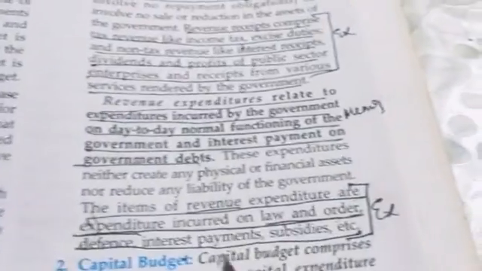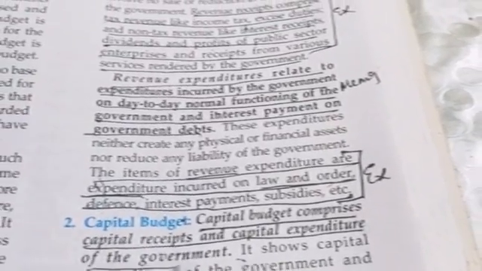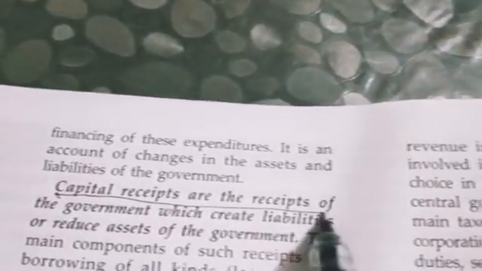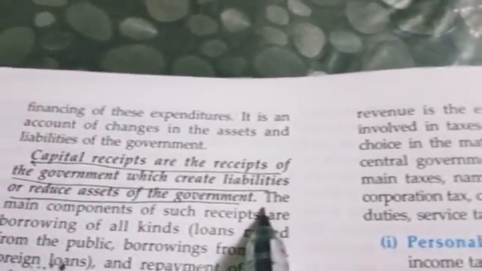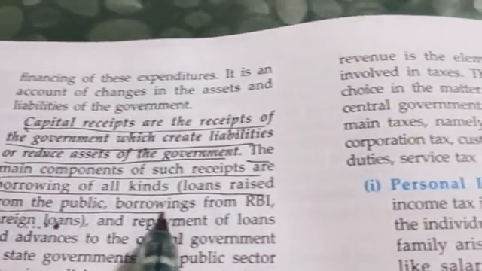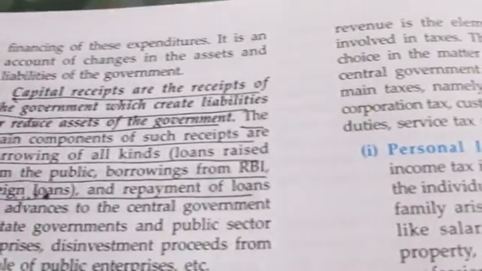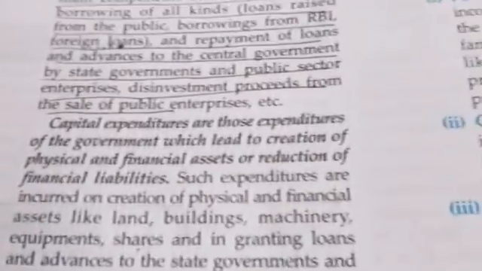Now just see in the book and underline the second component of budget, that is capital budget. What is capital budget? Capital budget comprises capital receipt and capital expenditure of the government. Till here? Okay, this is the meaning. Now, it is of two types. The first one, capital receipt. What is capital receipt? Receipts of the government which create liability or reduce asset of the government. What it includes? Example, the main components of such receipts are borrowing of all kind, loans raised from public, borrowing from RBI, foreign loans, repayment of loans, advances to the central government by the state government, all are examples.